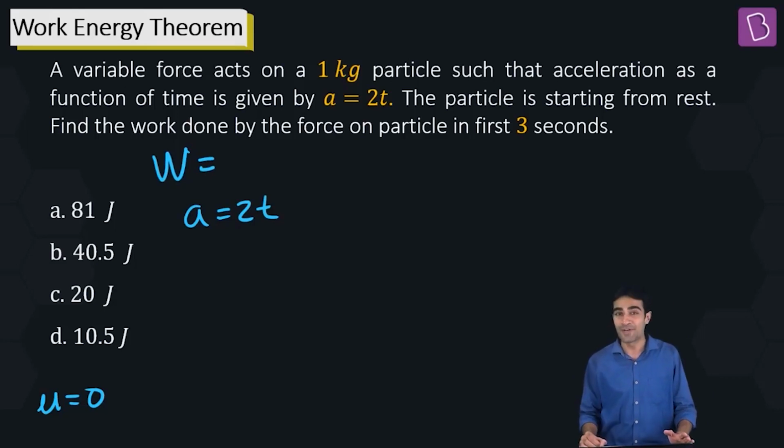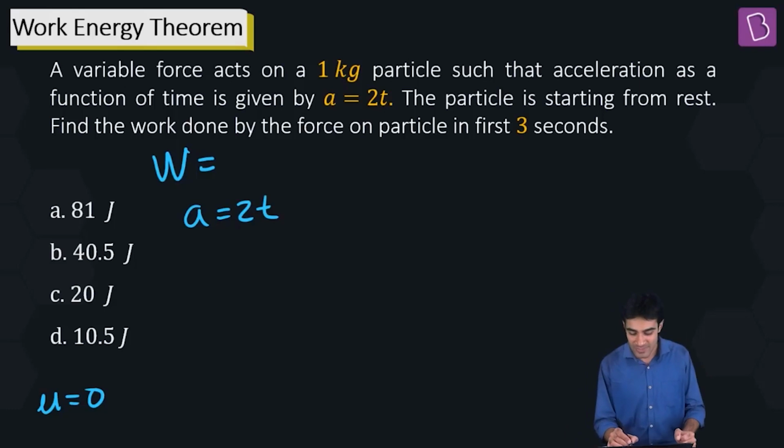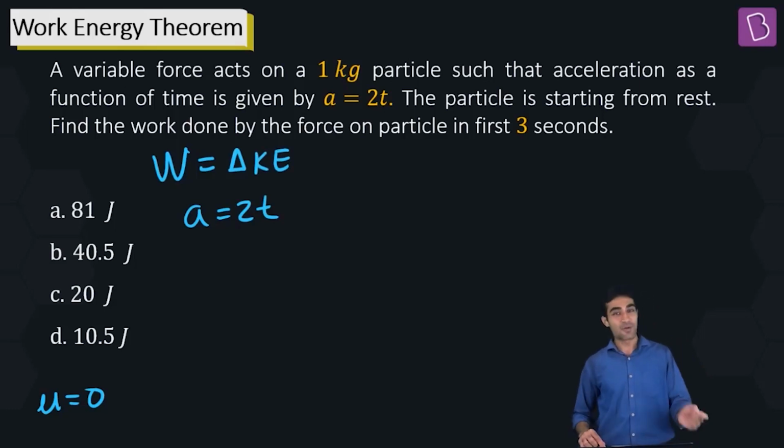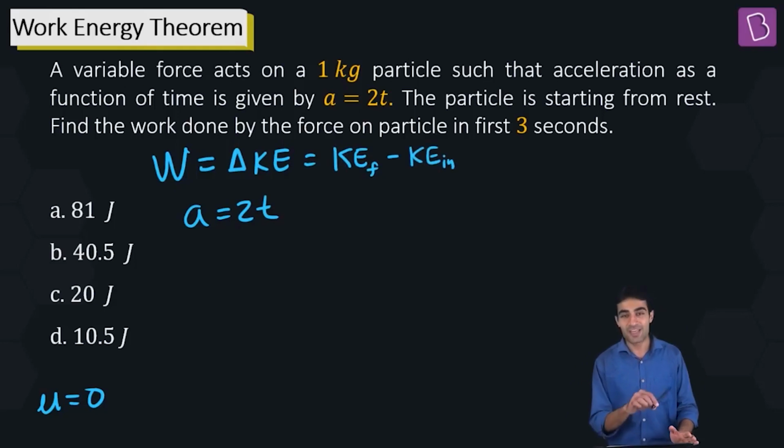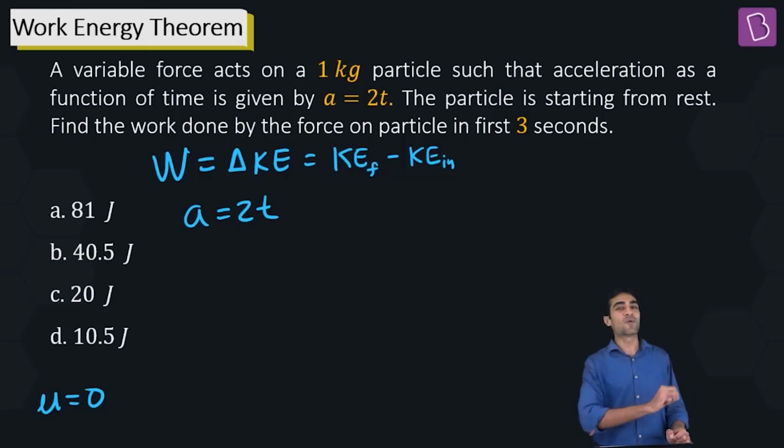Now, do you remember the work energy theorem? Yes, we do. What is the work energy theorem? Work done by all the forces is equal to change in kinetic energy. Well done. Now, change in kinetic energy is nothing but the final kinetic energy minus the initial kinetic energy. To get kinetic energy, we must know the velocity of the particle, isn't it? Yes. How to get the velocity of the particle?